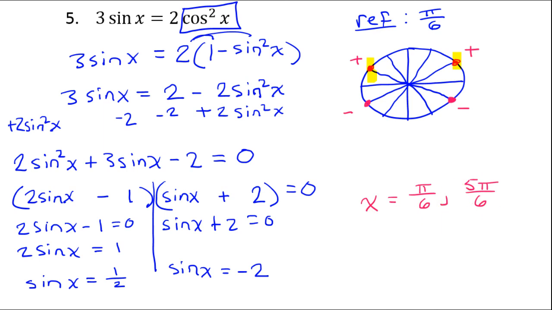So I have these two solutions so far. So now I turn my attention to the other part of the equation. Sine x is equal to negative 2. Well, I'm hoping that you can very quickly see that we will have no solutions here.